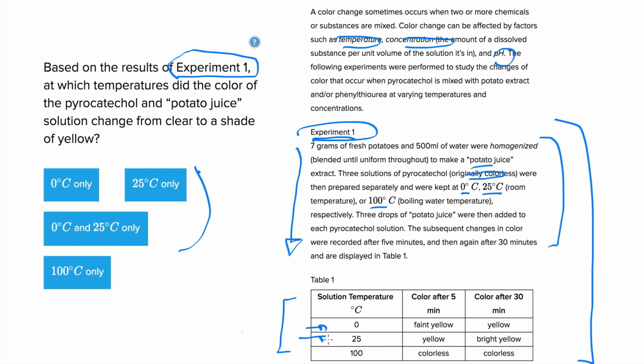This you could have figured out. The fact that it was originally colorless, maybe not. The fact that it was from potato, maybe not. That sort of thing. And it may have something to do with how we're going to answer the question. So you want to read closely.